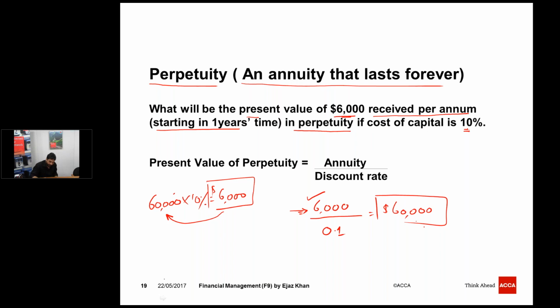So if you have any project that gives you returns for an indefinite period of time, this is how we calculate the present value. It's very simple. Just divide the annuity by the discount rate.